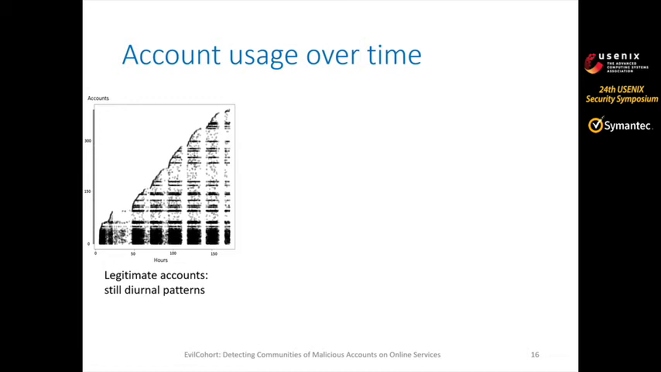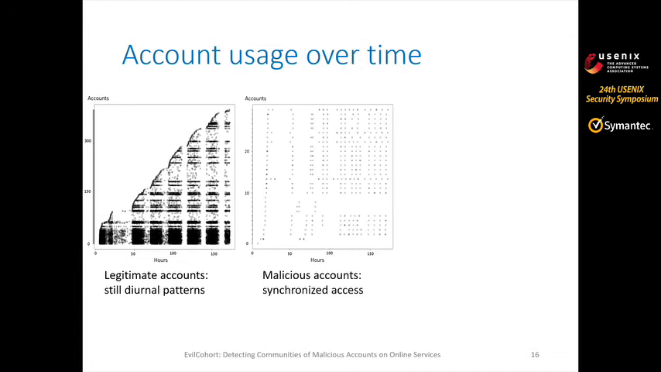And for legitimate accounts, you can once again see diurnal patterns. So the plot is very dark during days and almost white during night because accounts are not active that much. For malicious accounts, we can see very clear synchronization. So we can see that basically accounts are active at the same time because the bot master gives an order and all the accounts start becoming active.